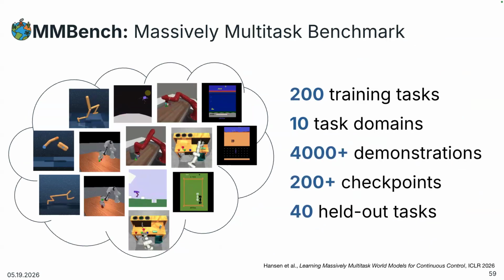So we spent a lot of engineering effort trying to make this happen, building a single API that supports all of these different environments. We ended up supporting 200 different training tasks, all of them with reward functions and everything. These span across 10 different task domains. Many of them existed already, and some of them are completely new. And then we collected a lot of demonstrations for all of these.